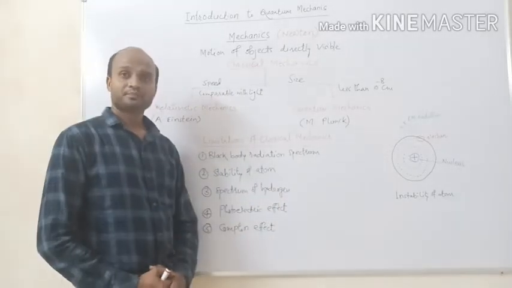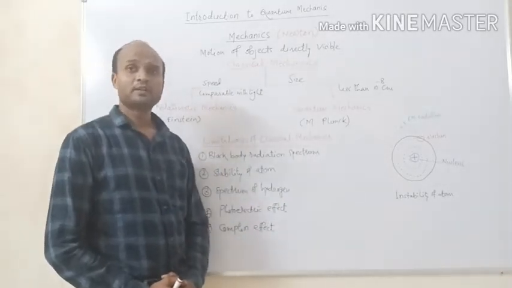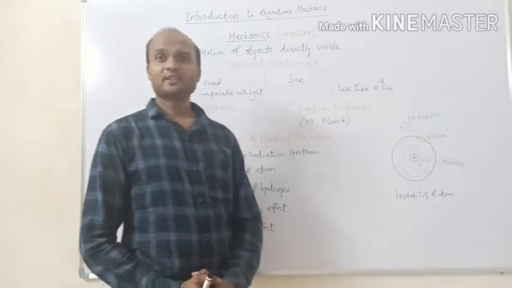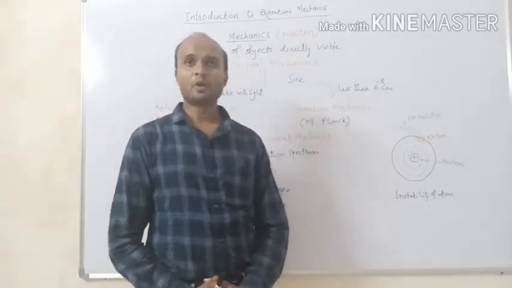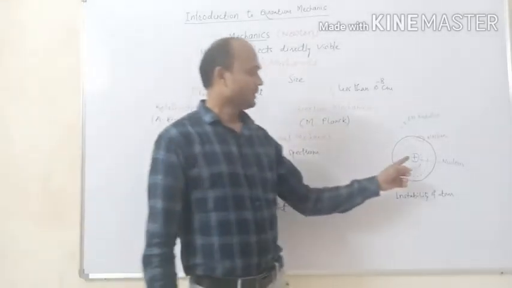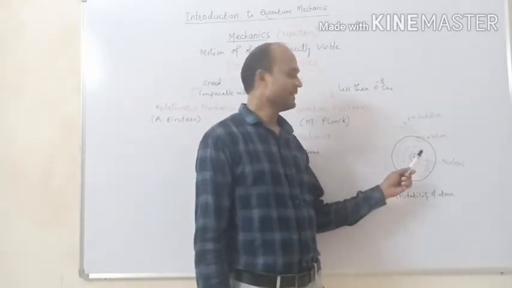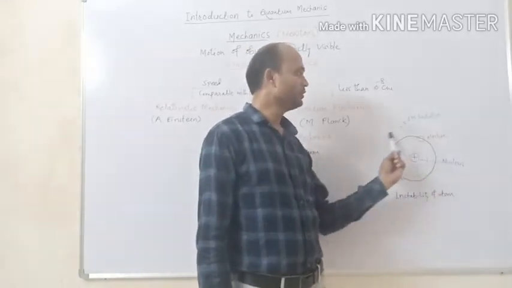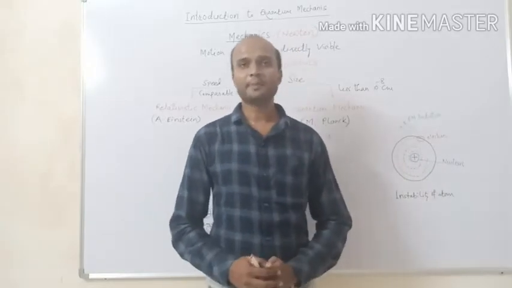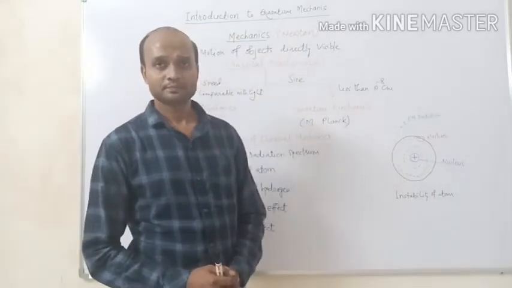Stability of atom. Rutherford explained the structure of atom. According to Rutherford, atom consists of a central positively charged nucleus, and electrons are revolving around the nucleus in a circular orbit. It is known to us.